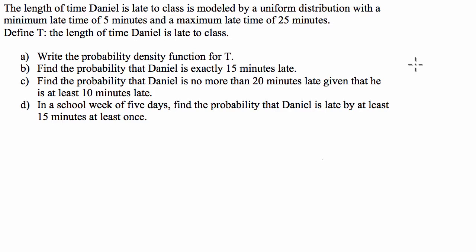The length of time Daniel is late to class is modelled by a uniform distribution with a minimum late time of 5 minutes and a maximum late time of 25 minutes. Define T, the length of time Daniel is late to class. Okay, so a uniform distribution.